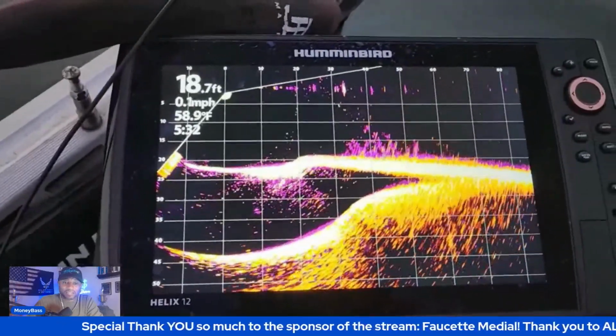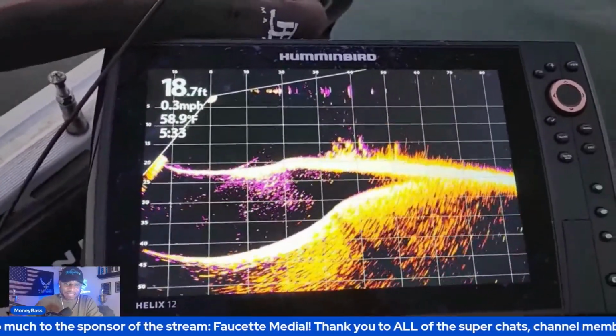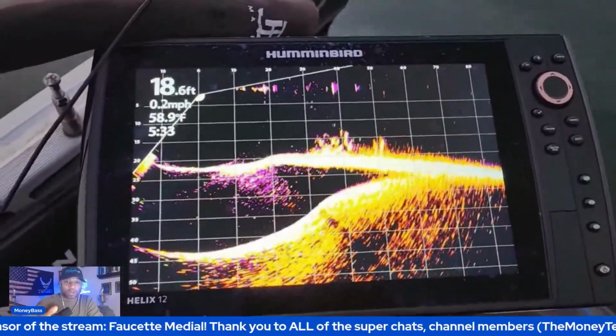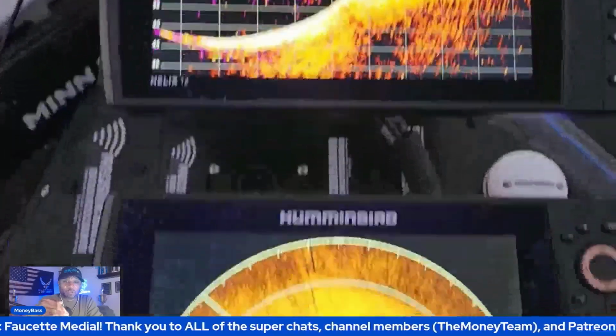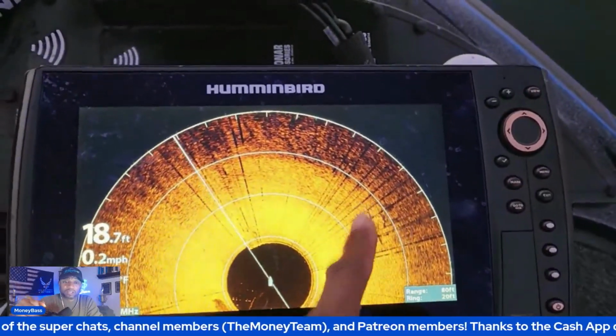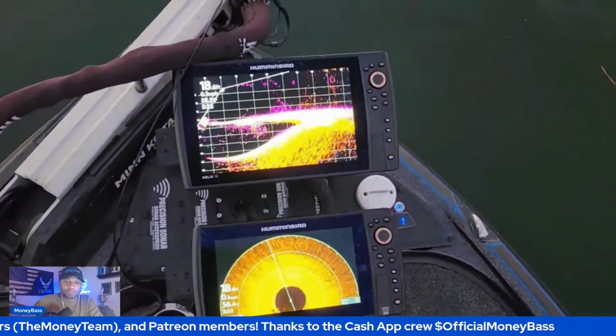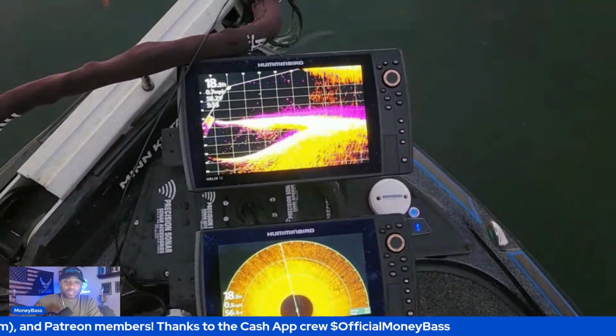Pretty interesting. That purple haze on the screen, guys, that is not interference. That is the persistence mode, which will help you, in a sense, determine which way those fish are moving whenever you're seeing fish that are on the screen. All right, guys, so there we go. Let me just go ahead and pause it real quick.